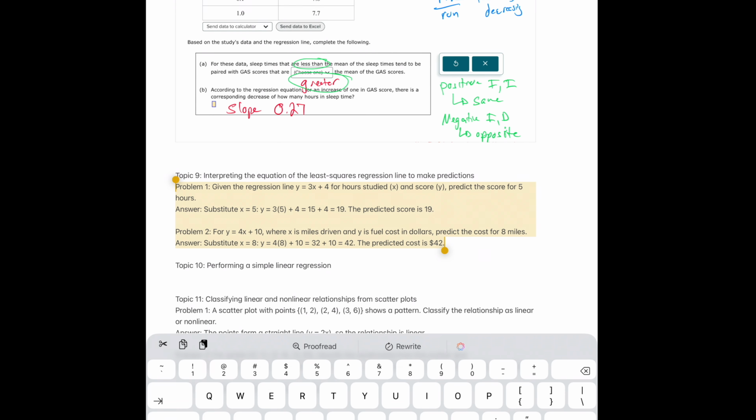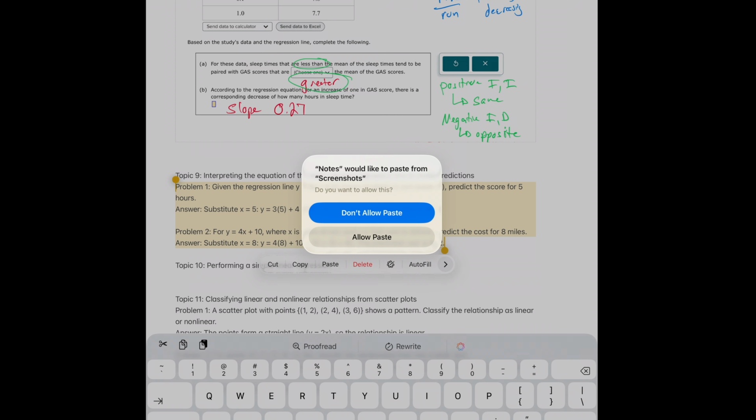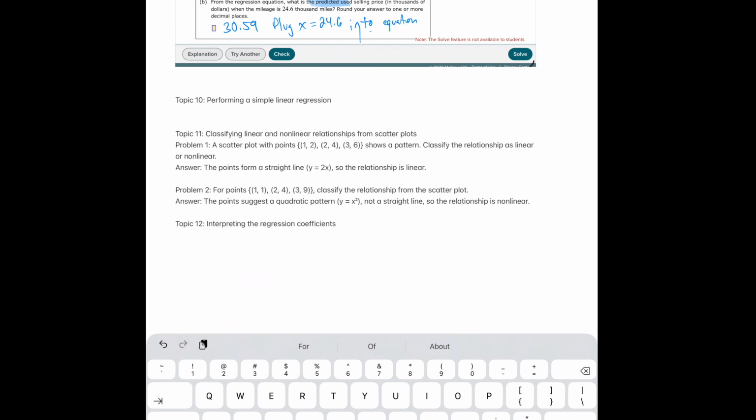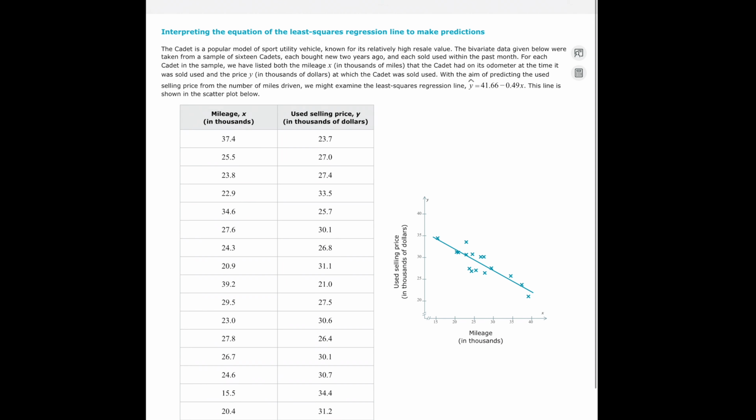So when it says observed, you look at the table, you look at the actual data. When it says predict, you got to plug it in. I'm skipping that next one for a second. Let's go to the other one. Classifying linear and nonlinear relationship from a scatter plot.